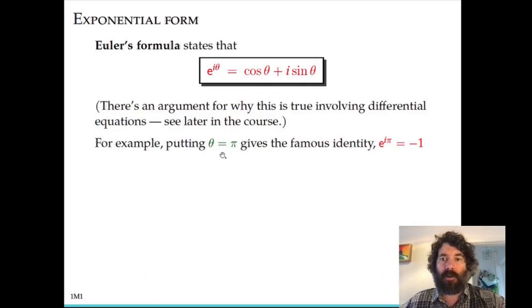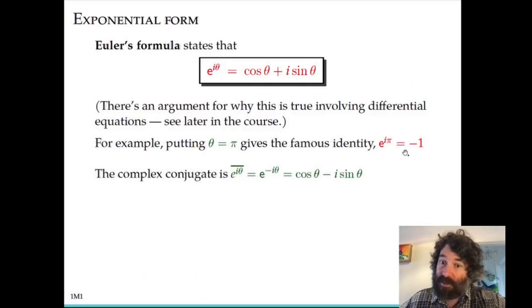So first of all, if we put theta equal pi, we get on the left-hand side e to the i pi equals cosine of pi, which is -1, plus i sine of pi, which is 0. And so you get this identity, e to the i pi equals -1, sometimes called Euler's identity. People like to make a big deal out of it because it relates e, pi, and -1, and also the complex unit i in one formula. That's a beautiful mathematical formula that relates some of the fundamental constants of mathematics together.